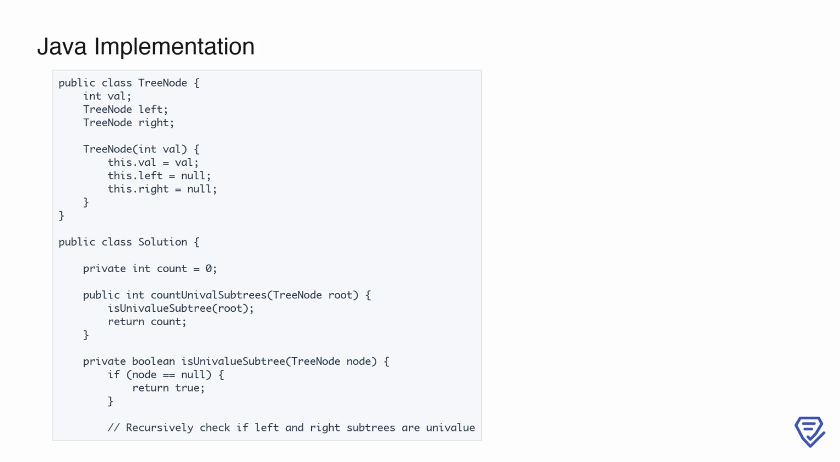The helper method begins by checking if the current node is null. If it is, we return true since a null node is considered a Univalue subtree by definition. Now, we move on to recursively examine the left and right subtrees.